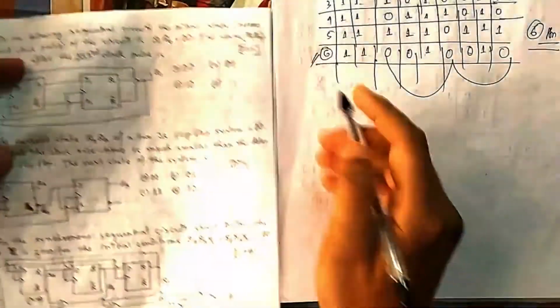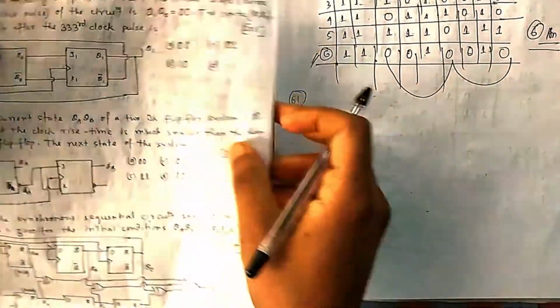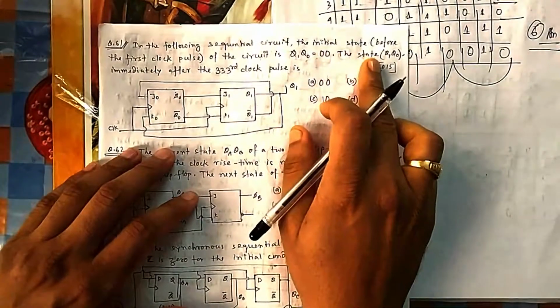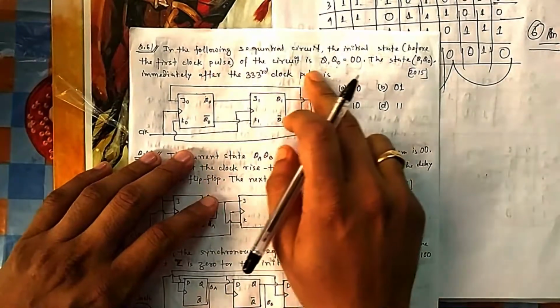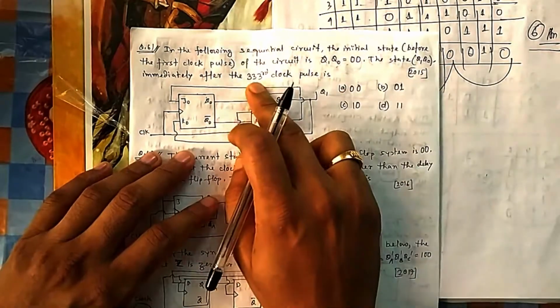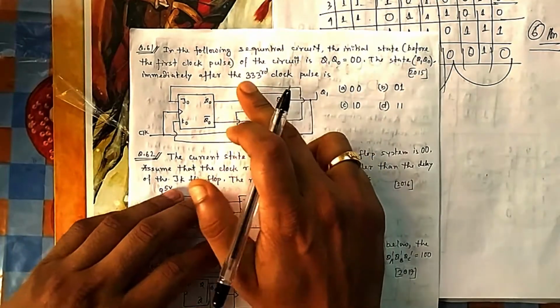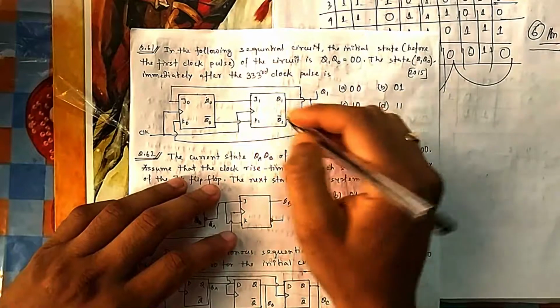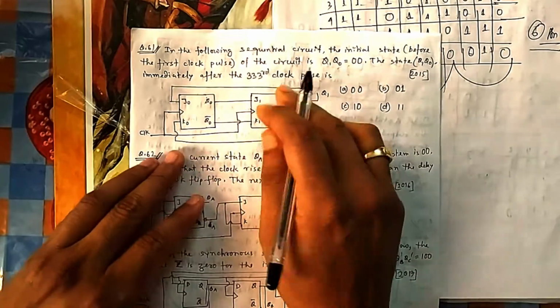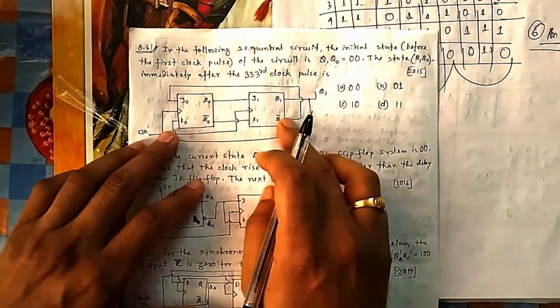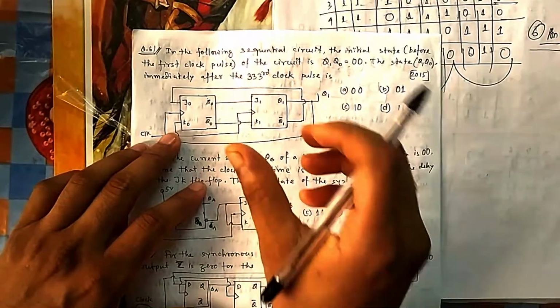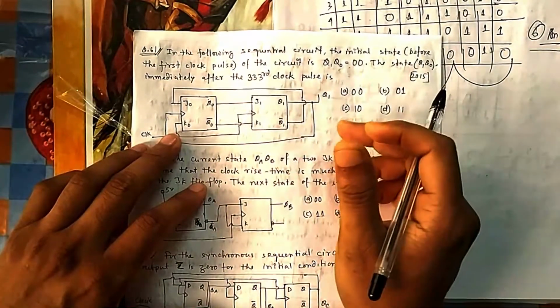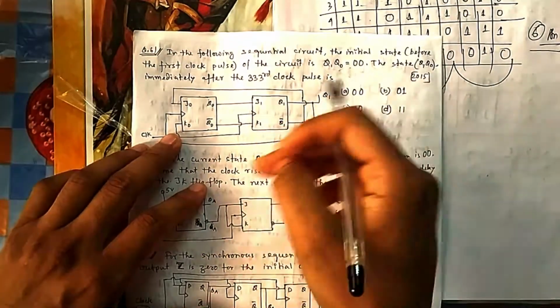Okay students, if you come to question number 61, what they are asking here: in the following sequential circuit, the initial state before the first clock pulse is given as 0, 0. The state after the 333rd clock pulse? We will obviously not go through one by one up to 333. Because it is a clock cycle, you can see it is a counter. It will count up to a level and then it will repeat again. So let us see after how many counts it is repeating.